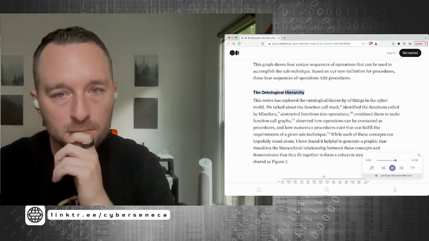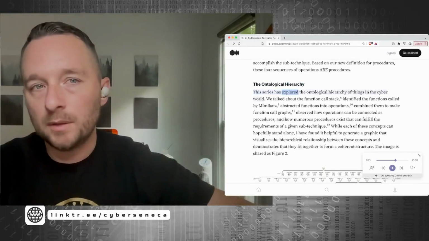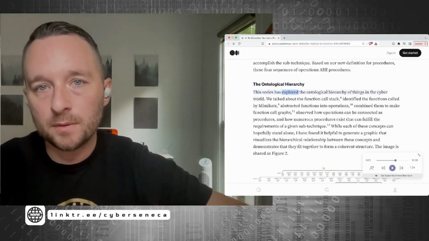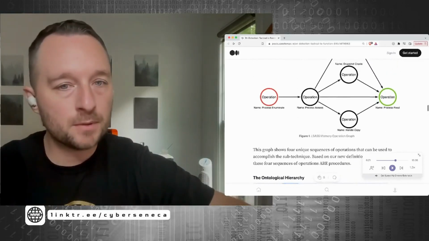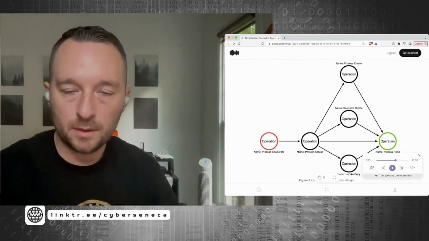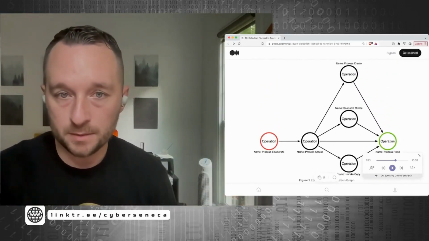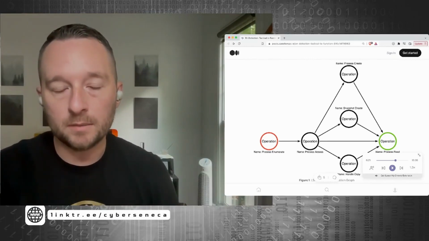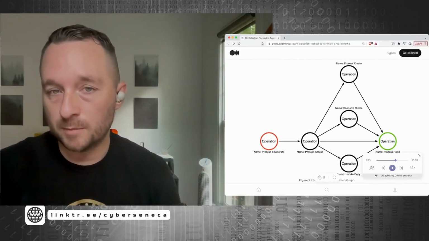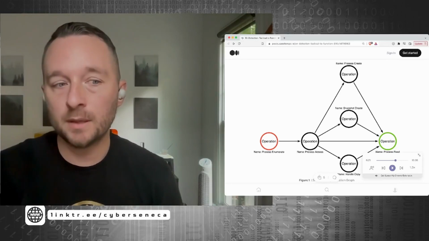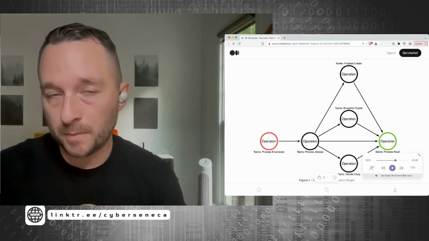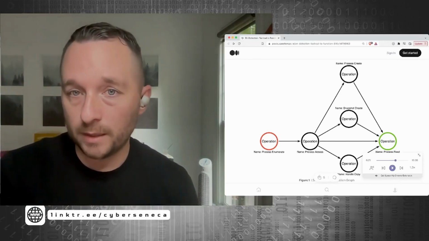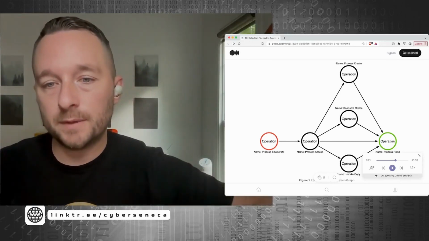So those four sequences of operations are procedures, but can all 4 of them be combined into a single procedure? If you combine things of a procedure, do they become a technique? If you combine the procedures, do they become the why? I don't know. Let's find out.